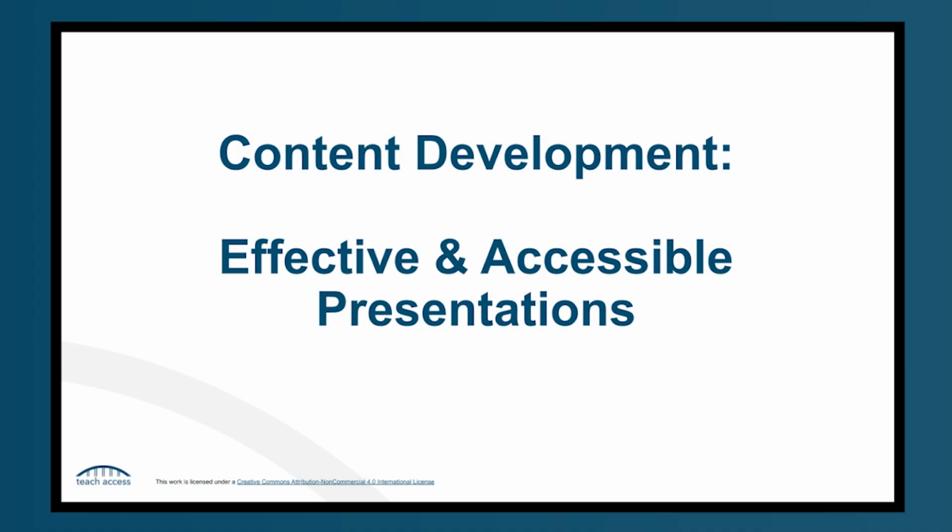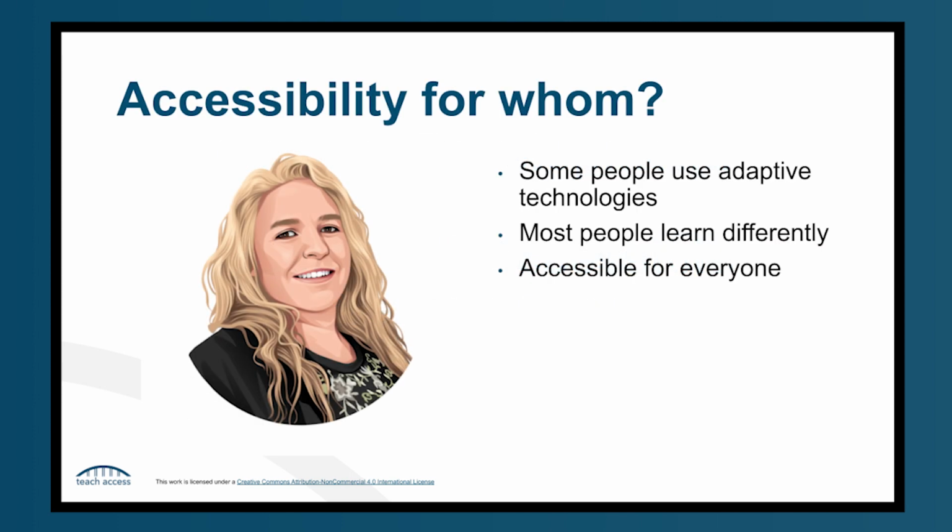Imagine standing on a stage giving a presentation with no microphone, or speaking to an audience that doesn't understand English. The audience won't learn anything if you don't make your presentation accessible. Just like every presentation you give, you need to think about the audience. So if you're going to do an accessible presentation, you should ask yourself, accessibility for whom?